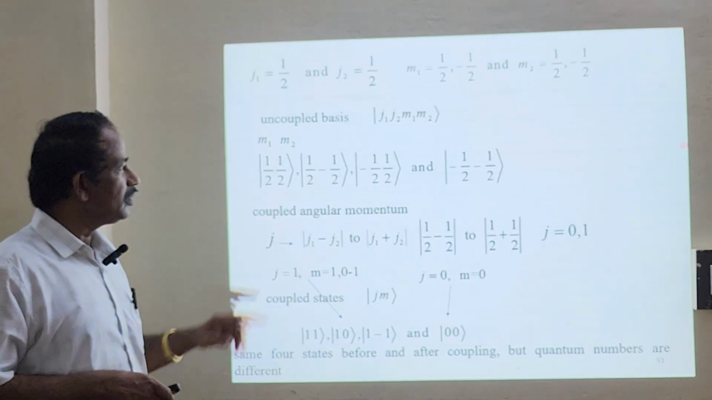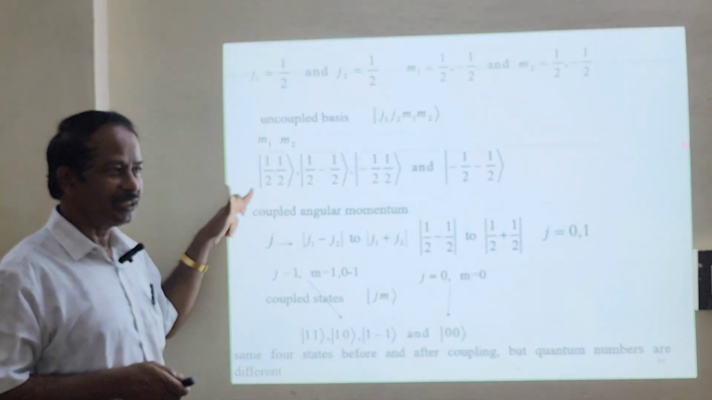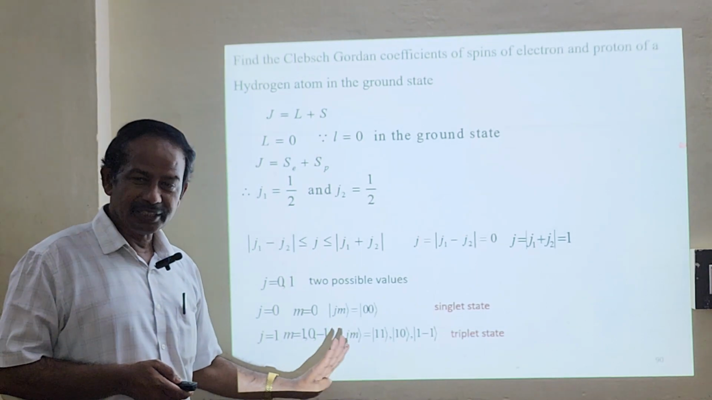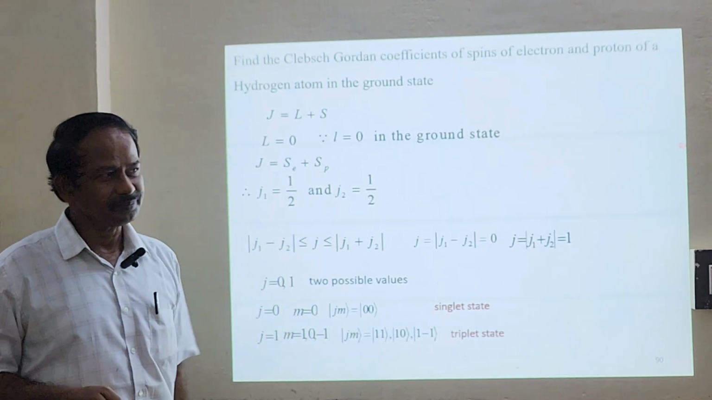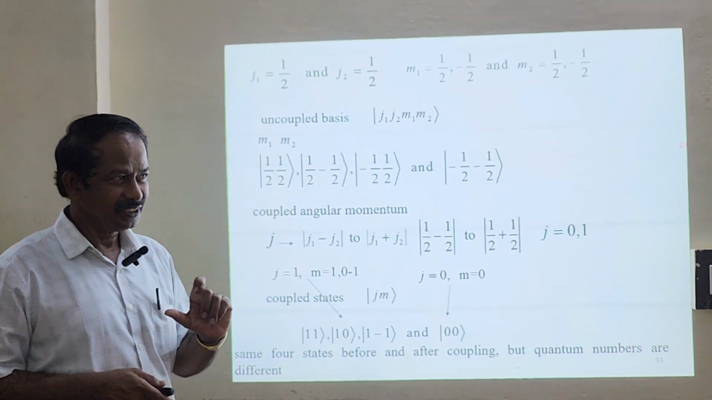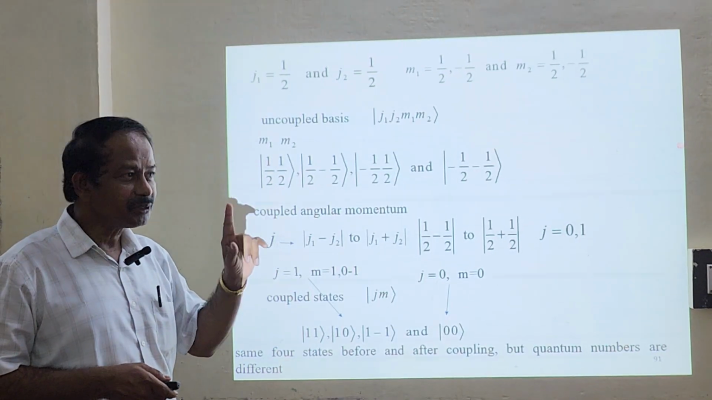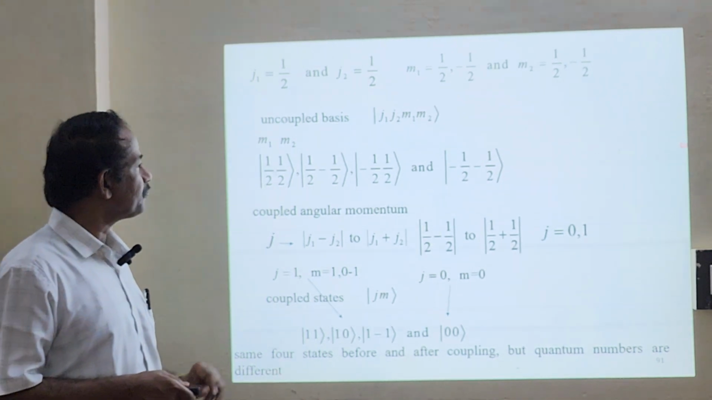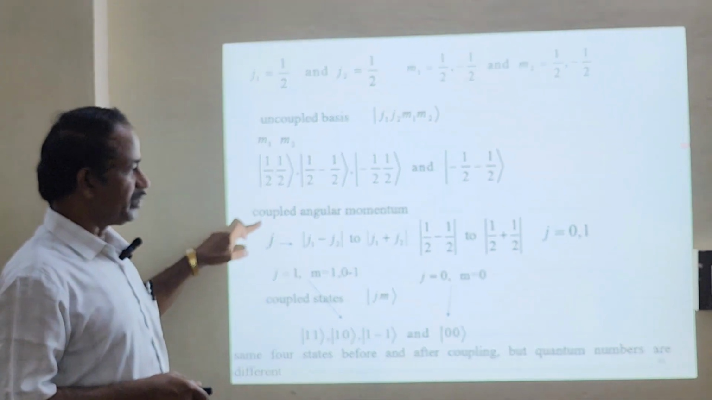Okay, how many bases are there? 4 bases for the uncoupled one. How many bases are there? 4 bases for the coupled one. So the number of bases is the same. Only the quantum numbers will change, the basis size will be the same. The quantum numbers will change. That's very important.